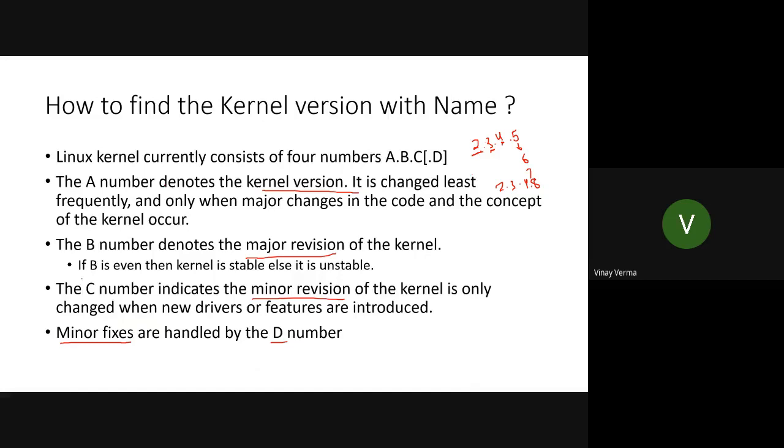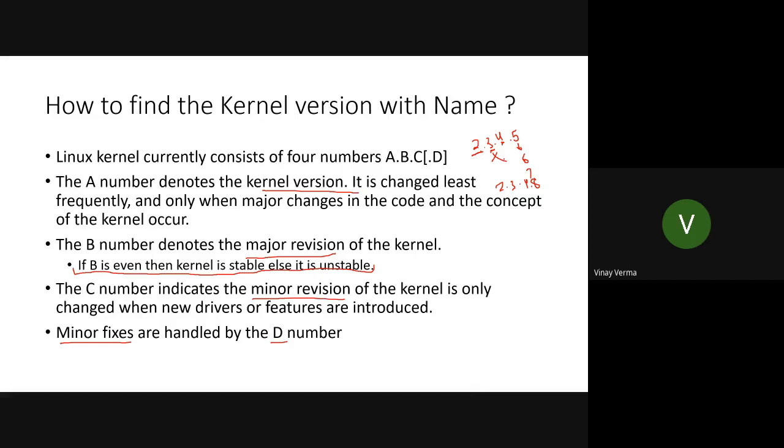There is an analogy that all the developers use. If B is even, then the kernel is stable, else it is unstable. So if it is 3, then it is unstable. Unstable means a stable version will be released later on.